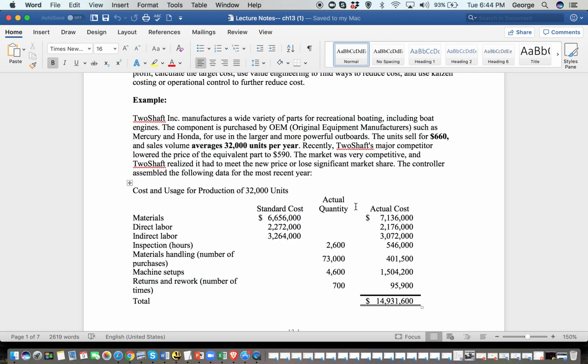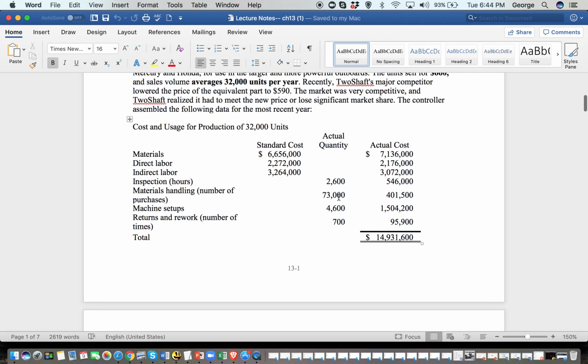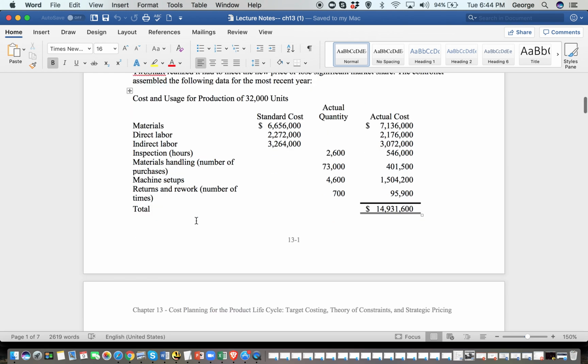So we have this data from the most current year. We have raw material, labor, and indirect labor, which is overhead, and these are the actual costs for those. And then we had some material handling, inspection, machine setups, and then returns and rework. So these items, other than the returns, would be considered overhead, right? Indirect labor, inspection, material handling, machine setup, and even rework would be considered overhead. Of course, a return would be an expense to the income statement.